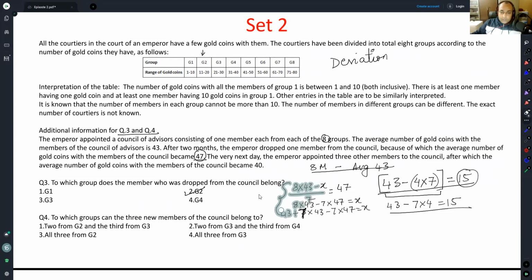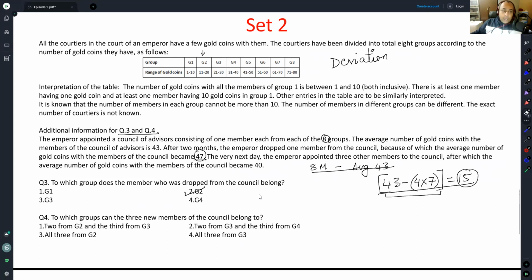Okay. Next thing, let us look at this portion. There was additional information in the question. The very next day, the emperor appointed 3 other members to the council, after which the average number of gold coins with the members of the council became 40. Again, I would prefer, you can do it equation wise. I'm sure most people would have done it equation wise.